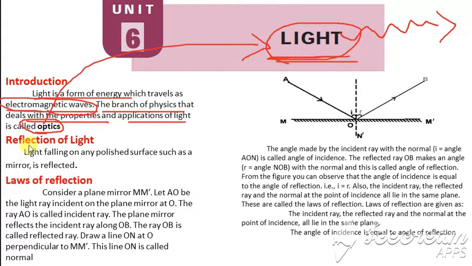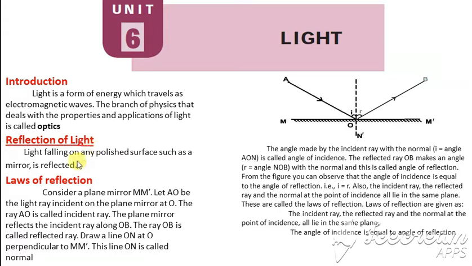Next is reflection of light. What is meant by reflection of light is that the light which falls on any polished surface, such as a mirror, is reflected. See here, this is a light which is falling on the mirror. It is reflected and comes back along the same side. It falls like this and it comes back.